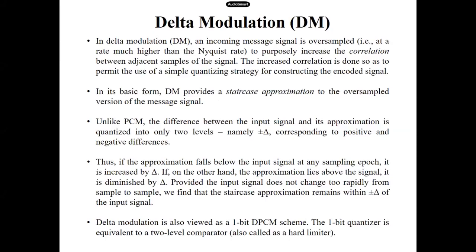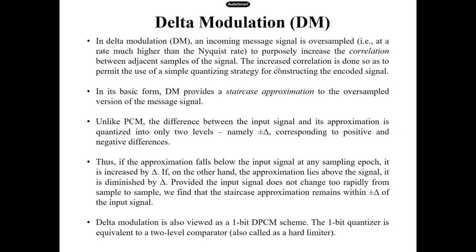Good morning, and today's topic is delta modulation. So this is another digital modulation technique. In delta modulation, an incoming message signal is oversampled, that is, at a rate much higher than the Nyquist rate, to purposely increase the correlation between adjacent samples of the signal.